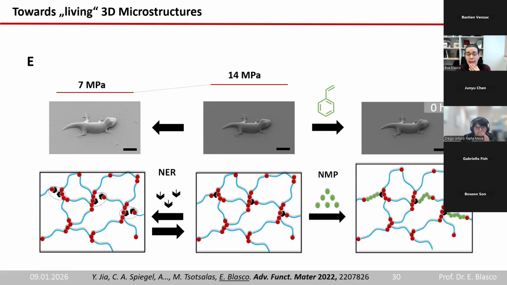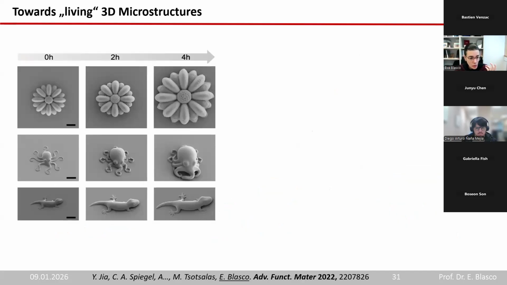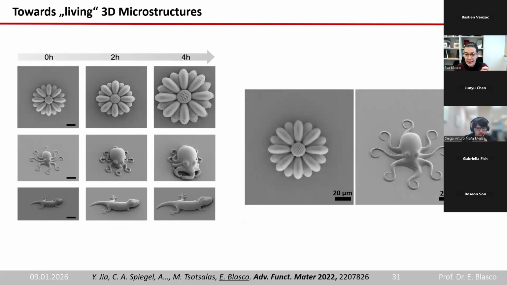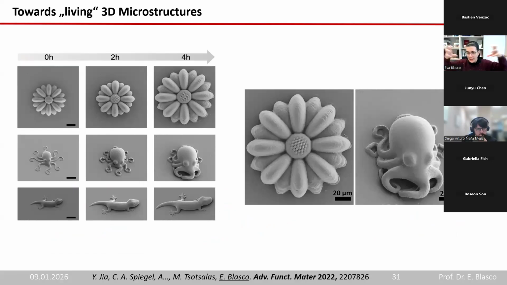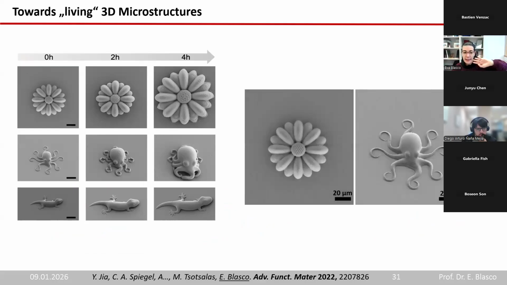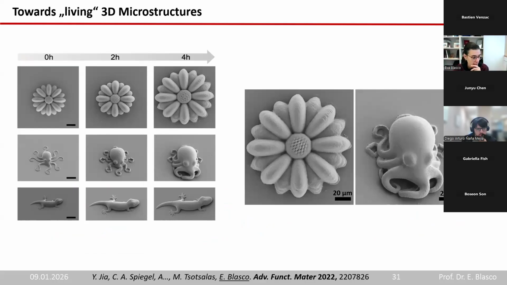You see this is our initial gecko. After 2 hours, after 4 hours, it's growing because of this expansion, but not only growing, we can increase the Young's modulus from megapascal to gigapascal due to the presence of this polystyrene. This is not only happening with the gecko, we have other geometries, flowers, an octopus here, that's a GIF of what happened. Of course, after some point it gets too uncontrolled and you lose the fidelity of the shape. But after a few hours, it's still keeping the 3D shape quite nicely.